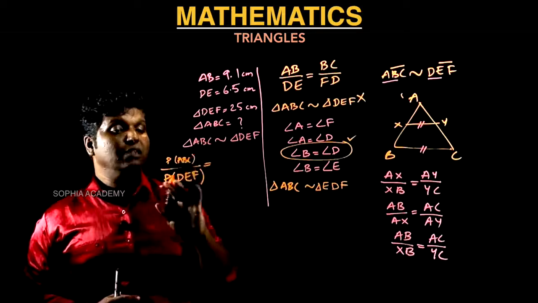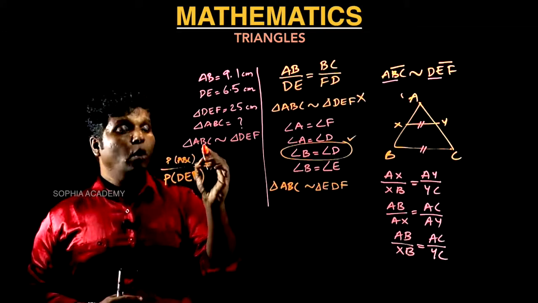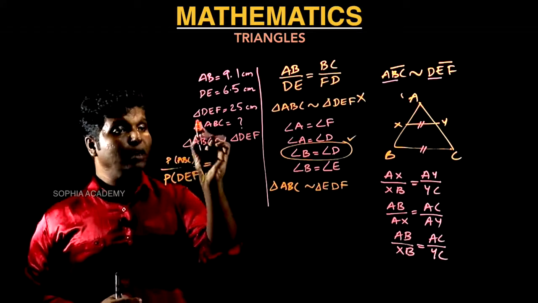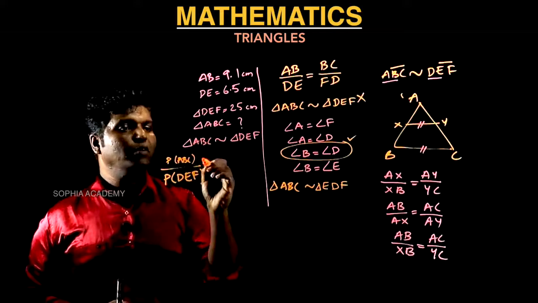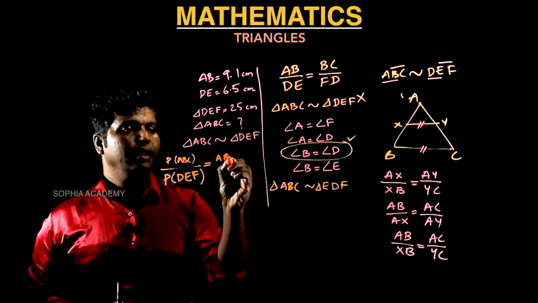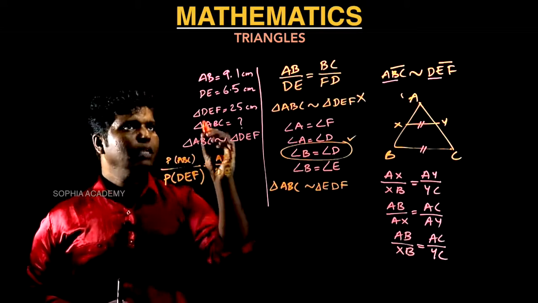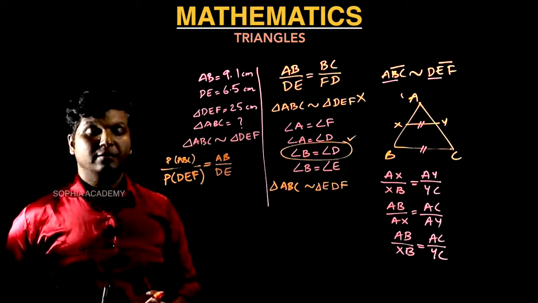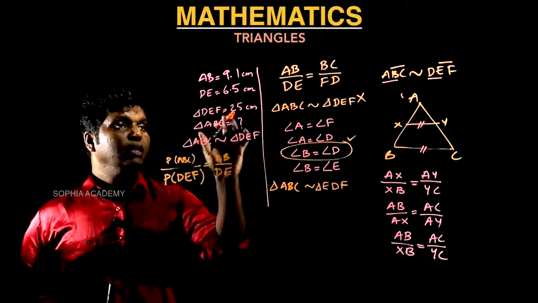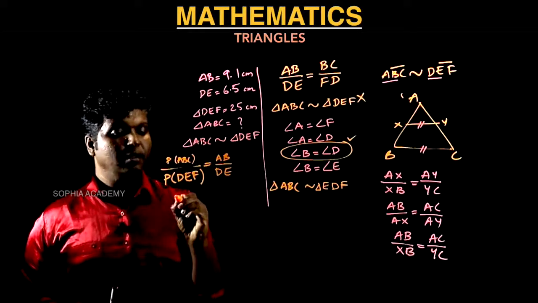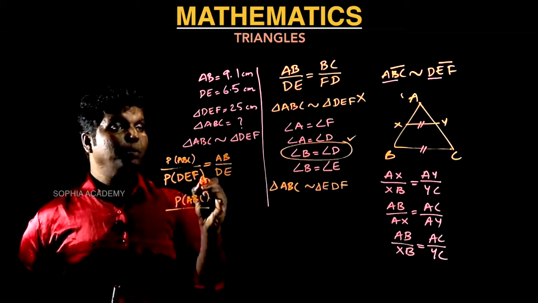So perimeter of ABC divided by perimeter of DEF is equal to, you can write AB by DE, or BC by EF, or AC by DF. Which one? Here AB is given, so I'm going with AB by DE. Is DE given? Yeah, it's also given. That's it. So now let us substitute the values. What is perimeter of ABC? It is the thing which you have to find. So keep it there. Perimeter of ABC divided by, what is the perimeter of DEF?